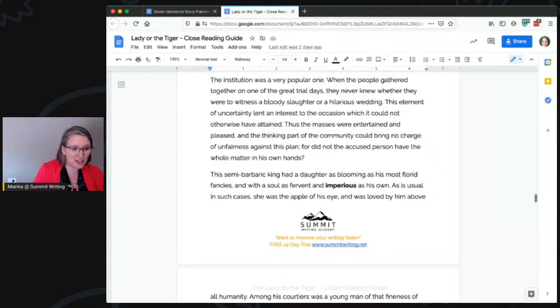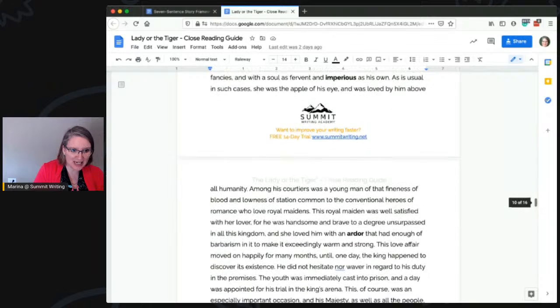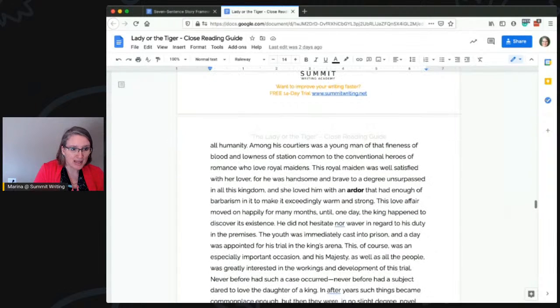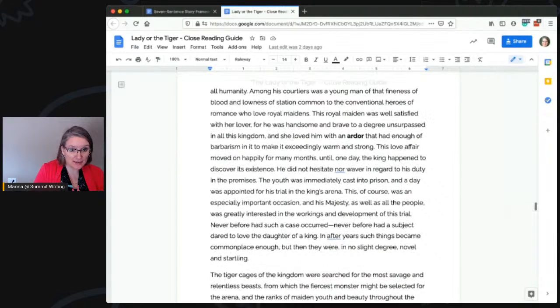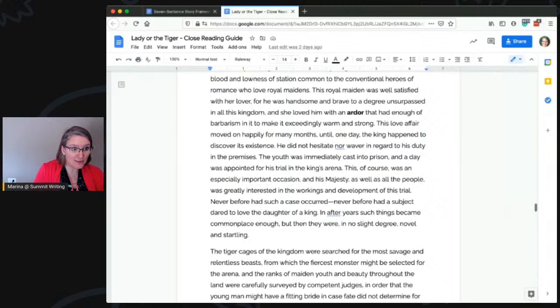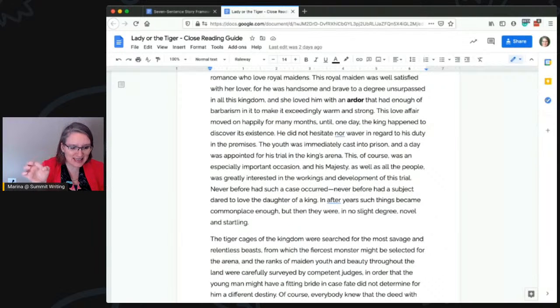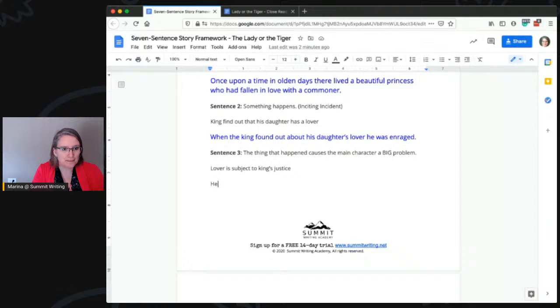As usual in such cases, she was the apple of his eye. And she loved this guy. This love affair moved on happily for many months until one day the king happened to discover its existence. He did not hesitate nor waver in regard to his duty. So immediately the youth was cast into prison. All right, let's see, what can we do here?